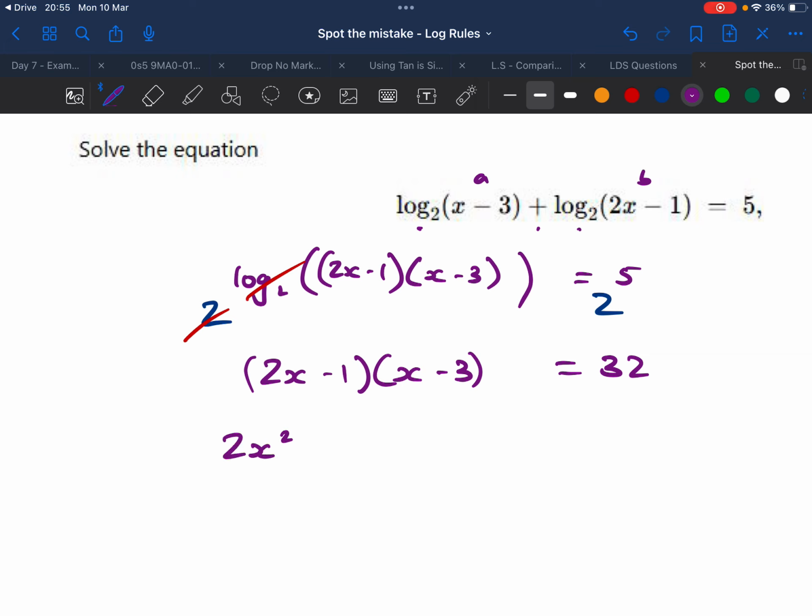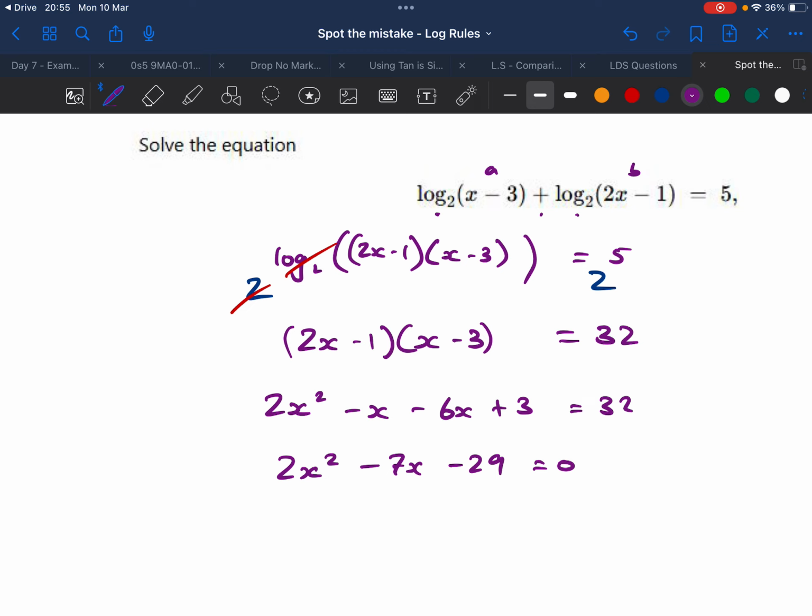So let's do 2x squared minus x minus 6x plus 3 equals 32. 2x squared minus 7x. I'll take away the 32. It's going to give me minus 29 equals 0. And I can get my answers from that. Okay, what will I need to make sure of when I do my answers? I will need to make sure that they work with these equations here.